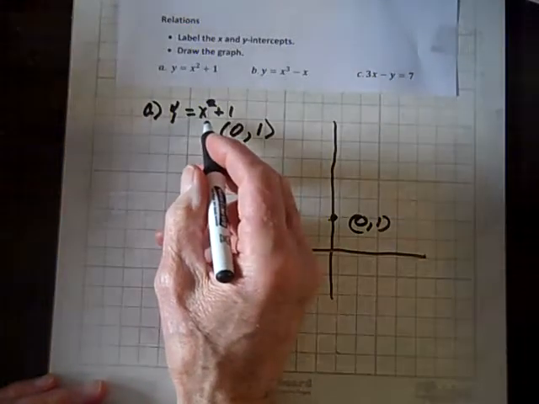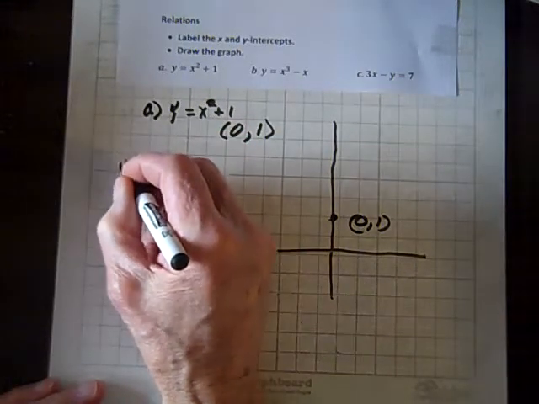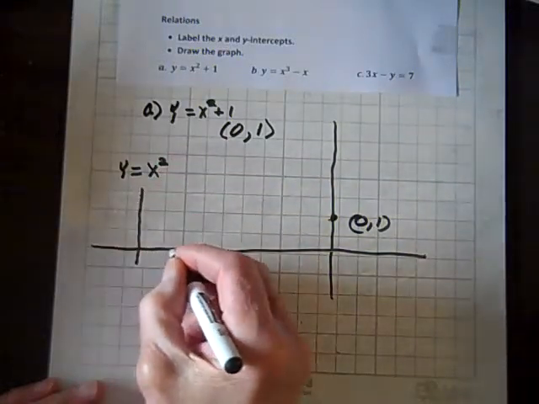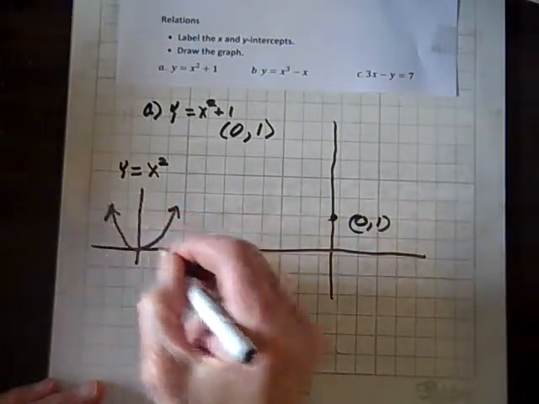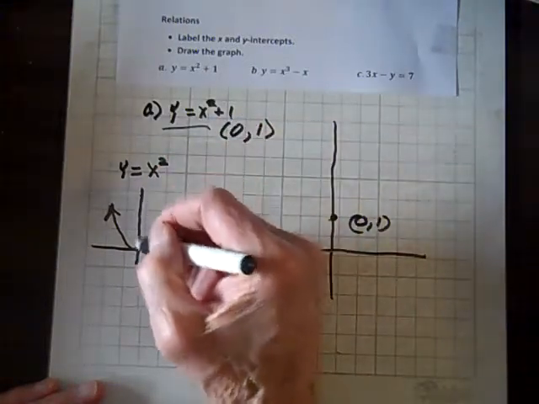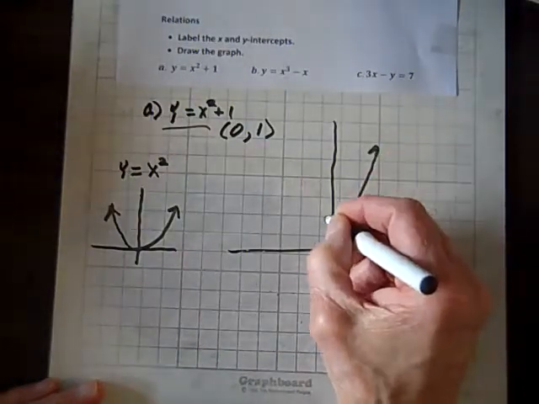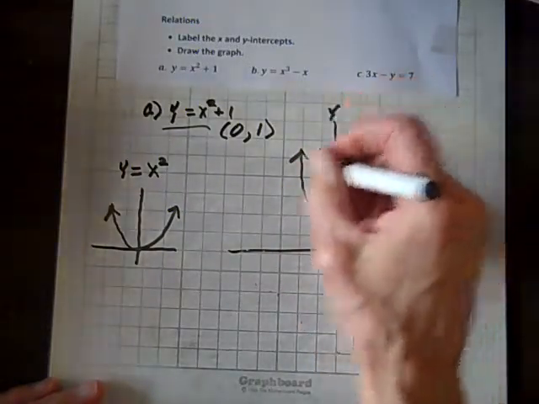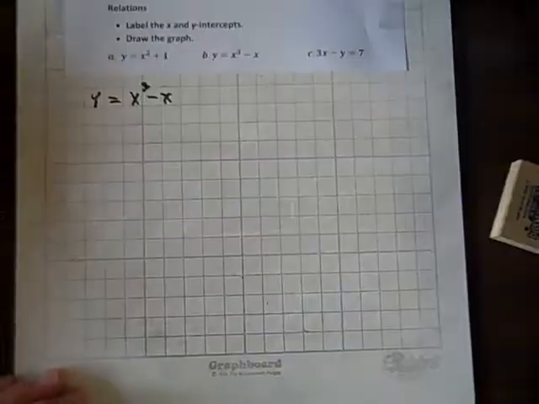Now this is a parabola, and I'm going to ask you to always just memorize what a parabola looks like. What if I was going to graph y equals x squared? Well, here's what it looks like. The y-intercept is 0, and so when we graph this, we're just going to lift this thing up 1, and there. X and y, and that's the graph of y equals x squared plus 1. See?